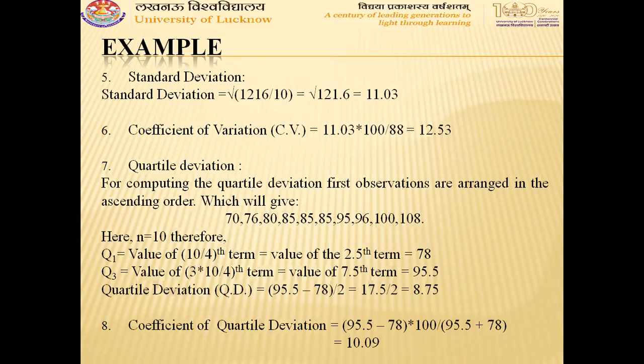In the next, fourth measure, that is quartile deviation, first we calculate the first quartile and third quartile, and it is discussed in measures of central tendency. So the first quartile comes out to be 78, the third quartile comes out to be 95.5, and quartile deviation will become (95.5 minus 78) divided by 2, that comes out to be 8.75. Similarly, the coefficient of quartile deviation will become 8.75 divided by (95.5 plus 78), which will give 10.09.